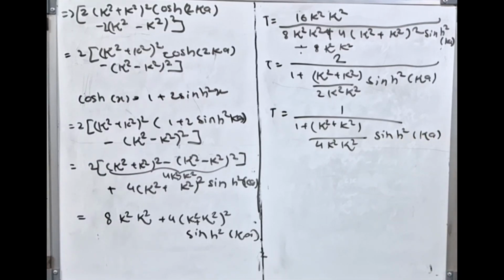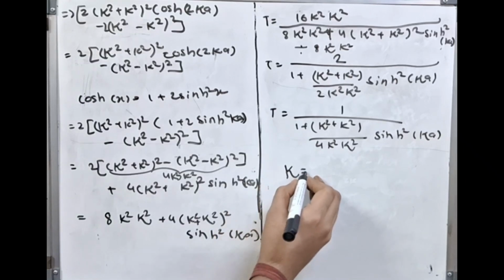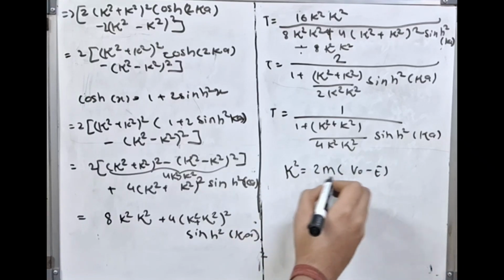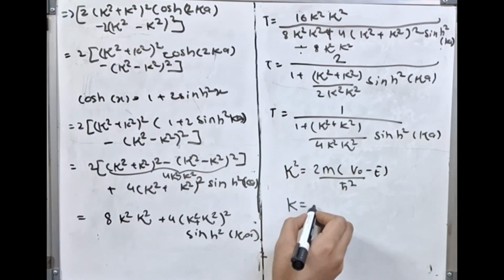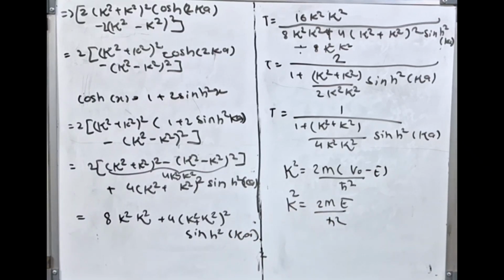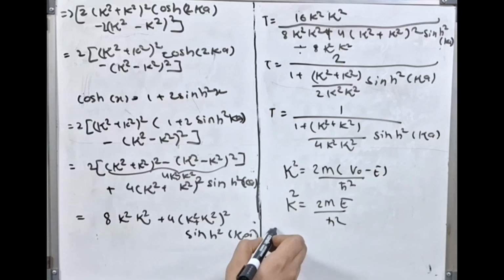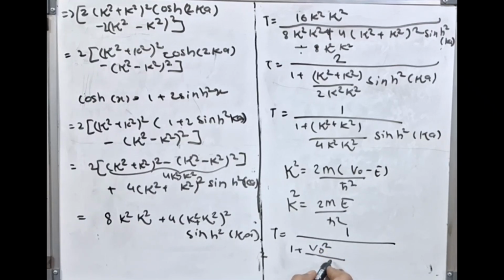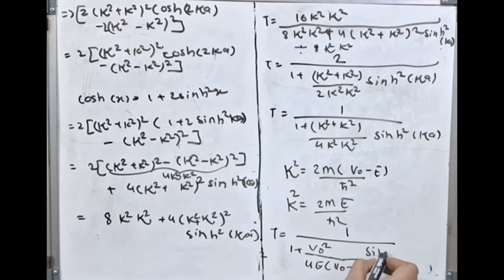Now if you remember, at the very beginning we took κ² as equal to 2m(V₀ - E) upon ħ², and our k² was 2mE upon ħ². So if we insert these two values at these places, we will have our final equation as T is equal to 1 upon 1 plus V₀² upon 4E(V₀ - E) sinh² κa. And this is our final equation.